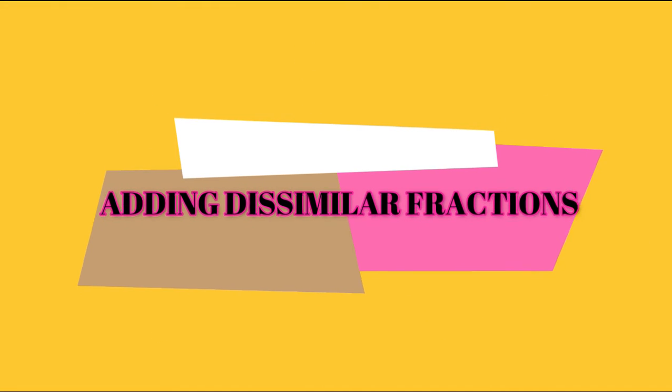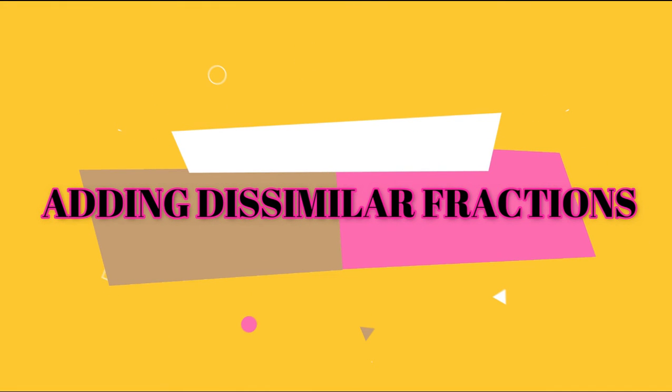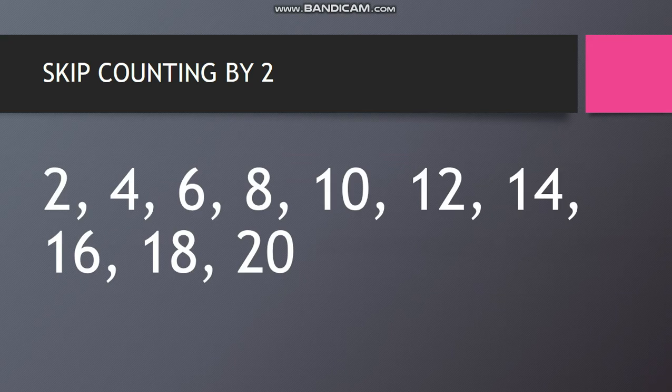Today's lesson is adding dissimilar fractions. Okay, so let's start with skip counting by 2. Do you still remember skip counting by 2? So let's have this. 2, 4, 6, 8, 10, 12, 14, 16, 18, 20.